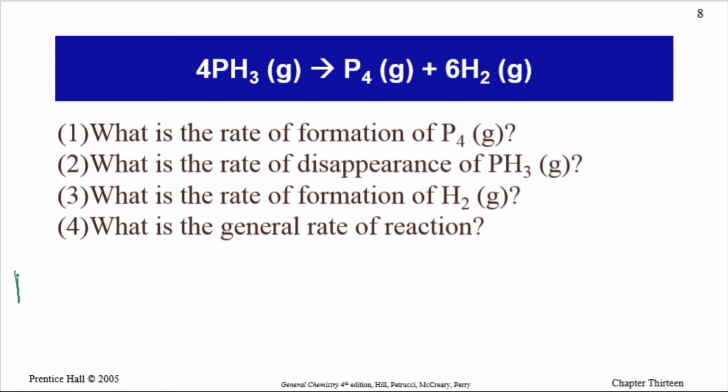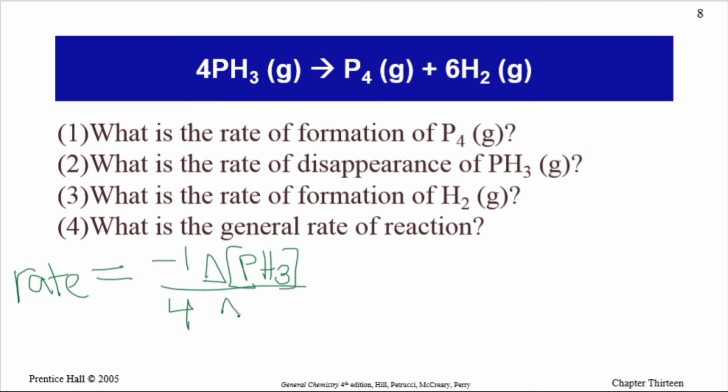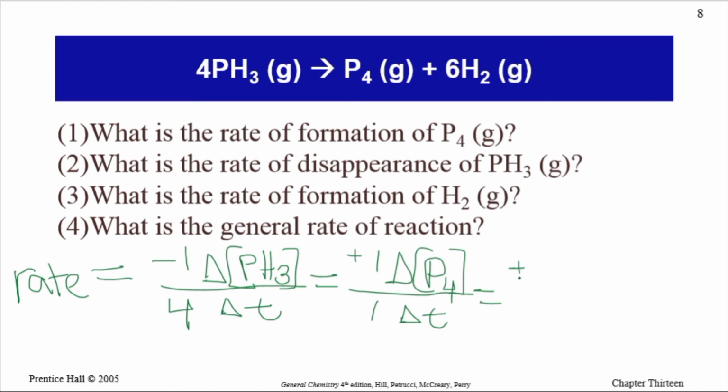So the way we do this, the rate of the entire equation is our rate expression. So the rate of the entire equation is equal to -1/4 change in concentration of PH3 over the change in time. And that is also equal to +1/1, you don't have to put that there, the 1 is for the coefficient of P4, over the change in time. But that's also equal to +1/6 over the change in concentration of H2 over time. Those are all equal to each other.